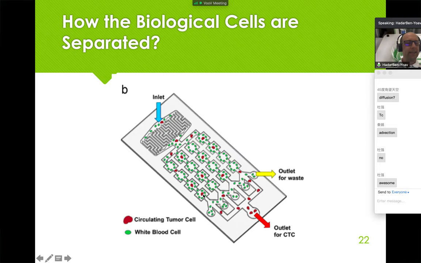And the CTCs, which are much bigger, don't have enough time to diffuse to the sides and flow much faster, so they will be in the middle. Therefore, the white blood cells go to the chamber from the sides, and the CTCs don't have enough time to go to the sides, so they keep on flowing in the middle. And do it a couple of times to get a better separation, which eventually accumulates the CTCs in the chamber where you have the slowest, bigger particles.